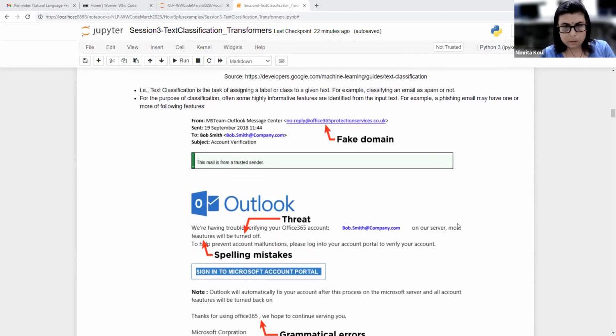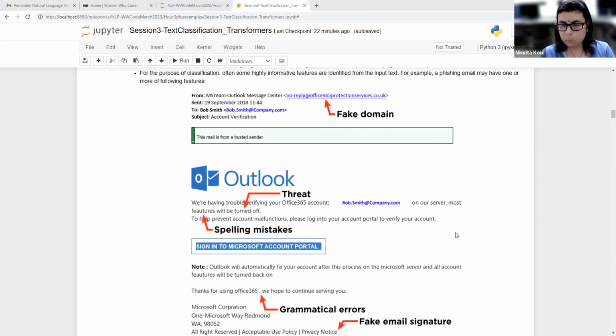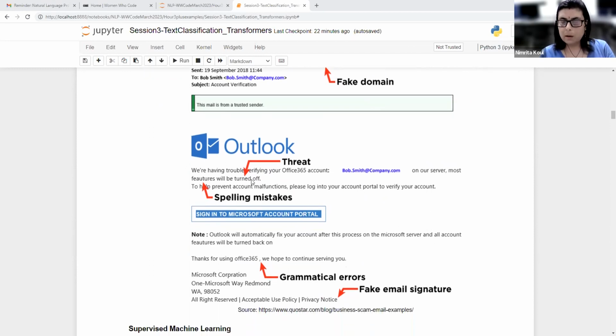Here in this figure, we are looking at some examples of what distinguishes a spam or phishing email from a genuine one. For example, here the email ID from which this mail is received is kind of fake. Instead of being a genuine Microsoft email ID, the domain name has some words which don't appear to be part of a genuine Microsoft email ID. There are also words which signify a threat. There are some spelling mistakes.